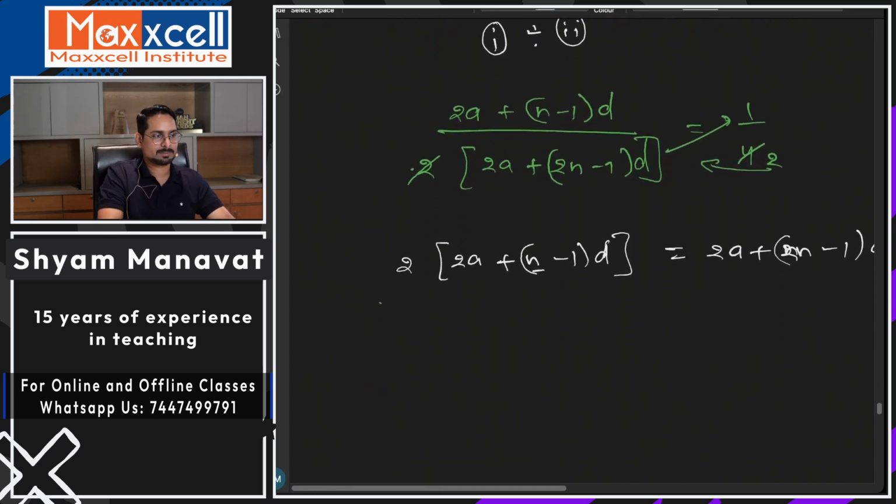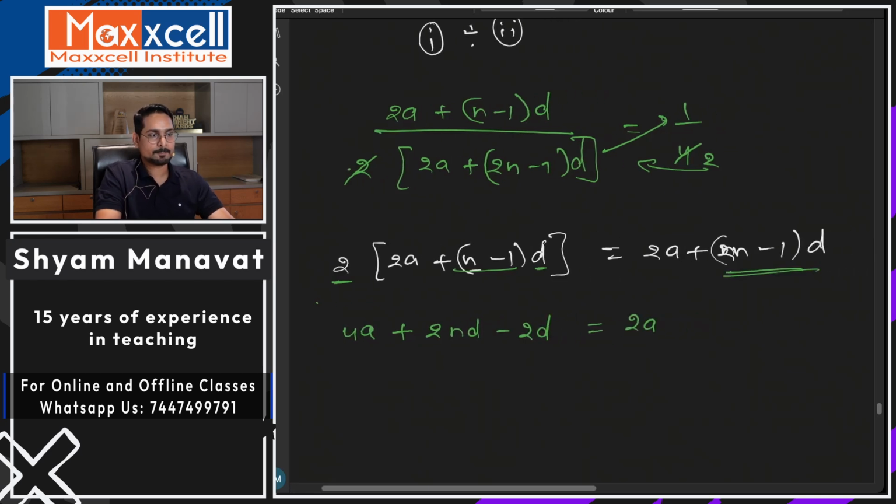Let's simplify this first. If I multiply 2 inside, what will I get? I get 4a plus this 2 and these 2d, and open the bracket also. So I get 2nd minus 2d equal to, here I get 2a and open the bracket this side. Open this bracket. So you get what? Plus 2nd minus d.